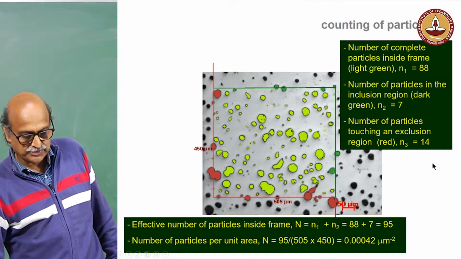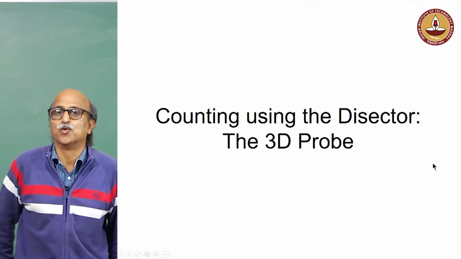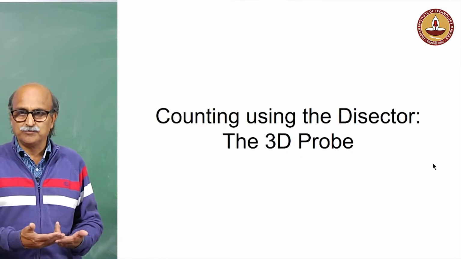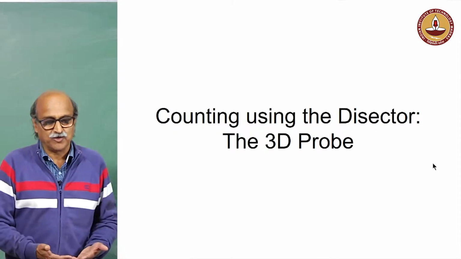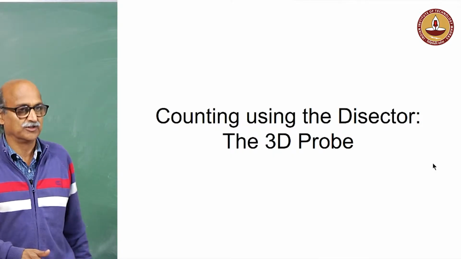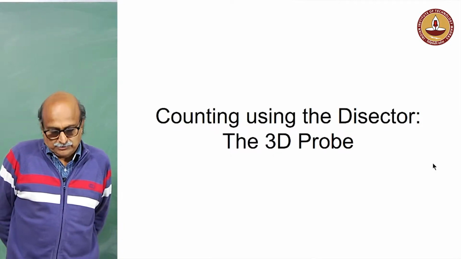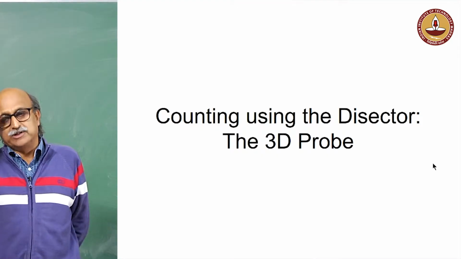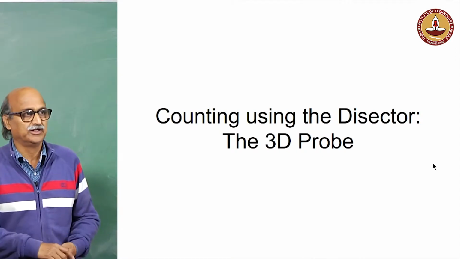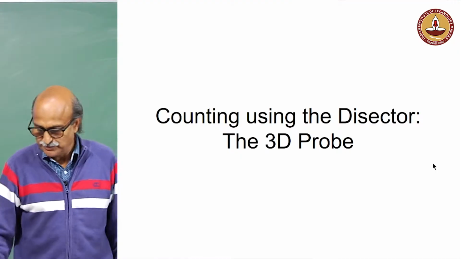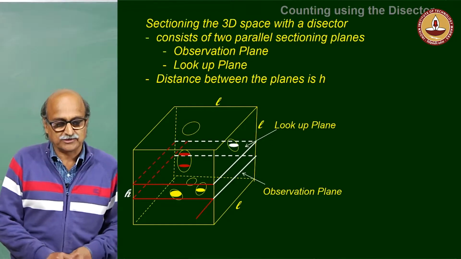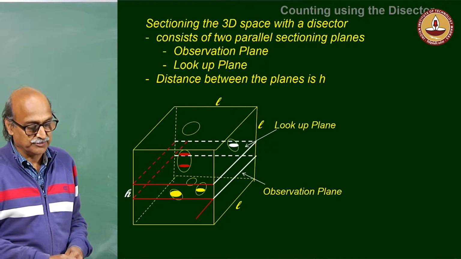This requires an introduction of a new kind of probe. Okay? So far the kind of probes we have been looking at are the plane probe, the line probe and the point probe. Now, we introduce the so-called dissector, the 3-dimensional probe, which would enable us to do a count in 3 dimensions, even though our materials typically are opaque and we are not able to pass light through them. So, let us first look at what this dissector is.